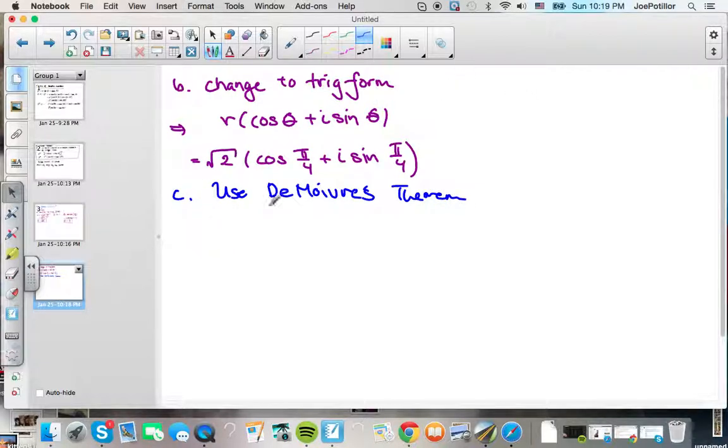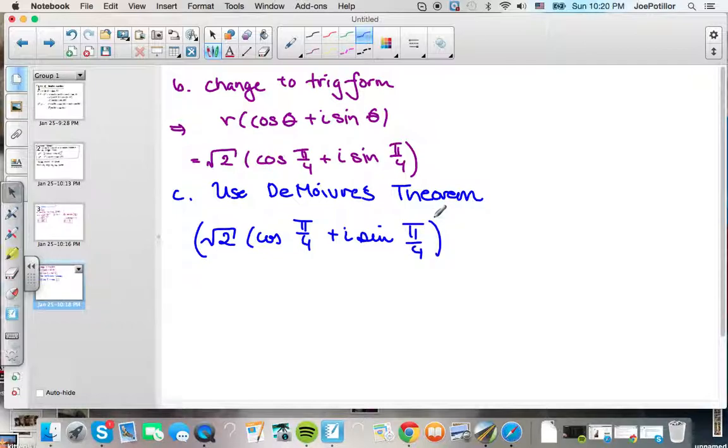Okay. That's a horrible looking theorem. Let me write it neater for you. There we go, better. Now, so this whole thing gets raised to the 4th power. So square root of 2 gets raised to the 4th.